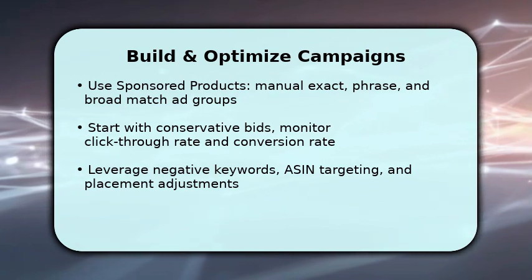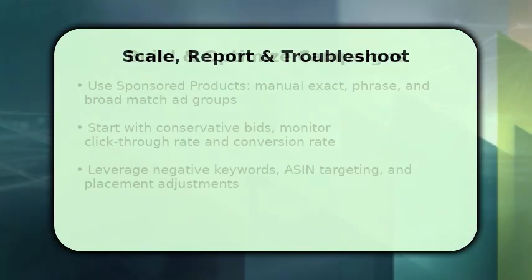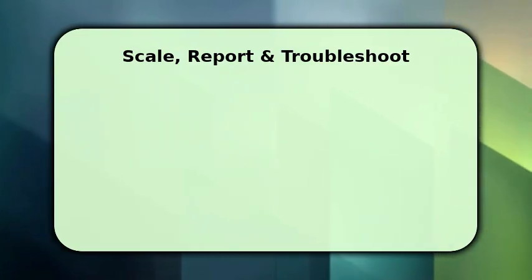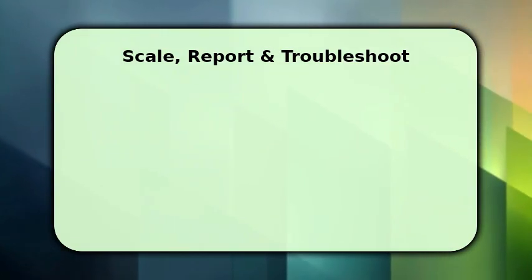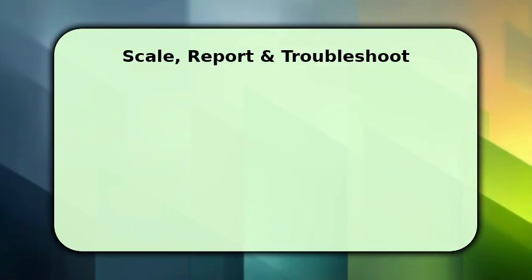mix. You finish by scaling consistent winners. Bump budgets and bids gradually while preserving ACOS. Run weekly reports tracking ACOS, TACOS, ROAS, impressions, and SKU spend so trends guide decisions. Once done, shift budget away from poor performers and expand successful keywords and ASIN targets.